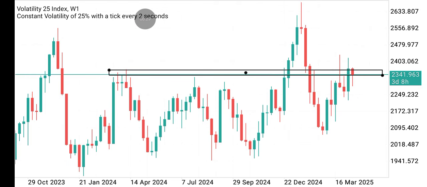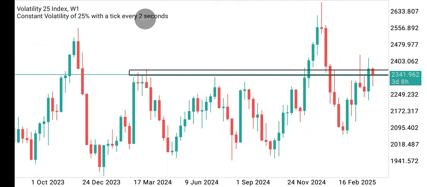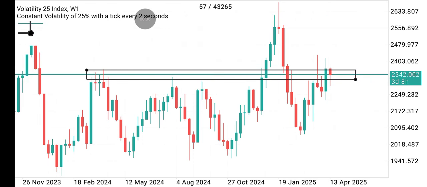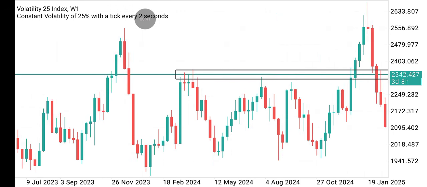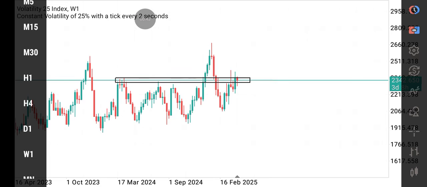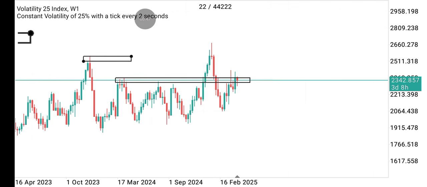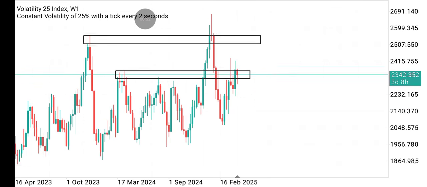All right, so looking at this zone here, we have a zone right here where the market had been reacting previously. You can extend the zone to pick some other points around here, and then we have another zone here at the top. We have another zone here. We have another zone here, and let me show you guys something.